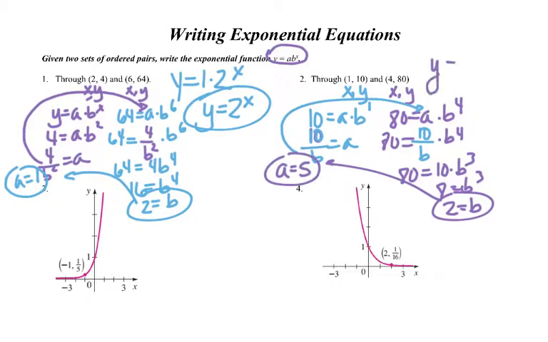So this equation, y equals a times b to the x. And just be careful, that is not equal to 10 to the x. Don't confuse that, right? Order of operations.